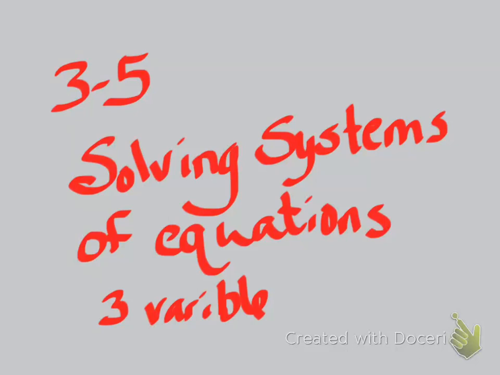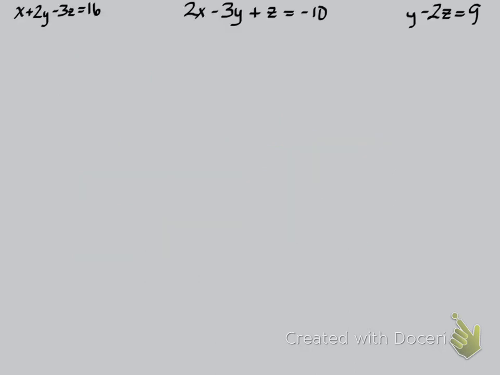3.5, solving systems of equations with three variables. So yesterday and the day before we've been working with three unknowns. The first day we looked at graphing with three variables, and then yesterday we looked at solving the three unknowns when there are picture graphs. Today let's look at it when there's variables.